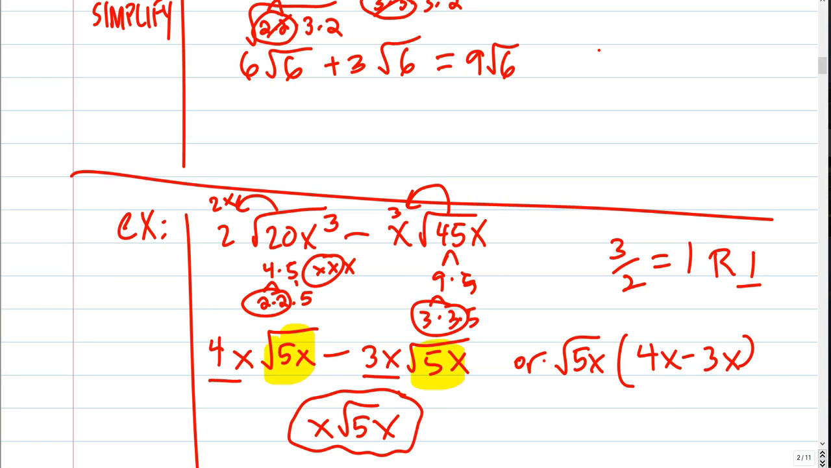Excuse me, which is x. And so it's just x times the square root of 5x.